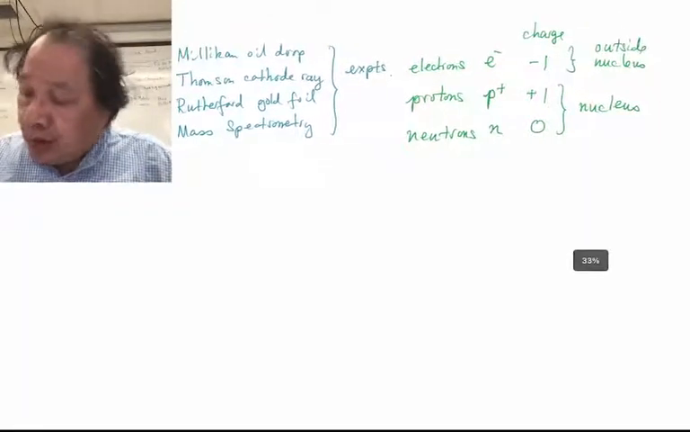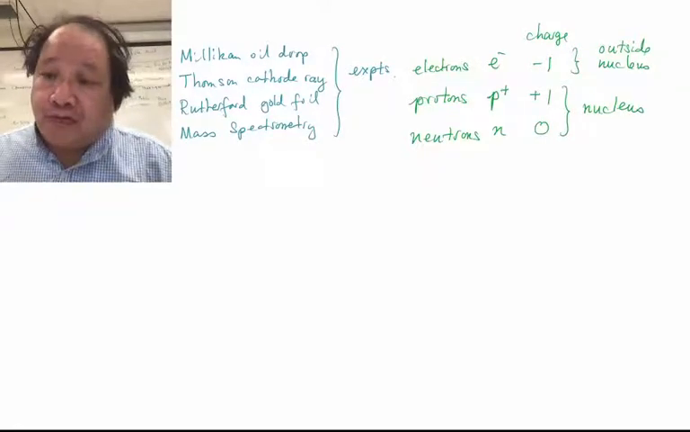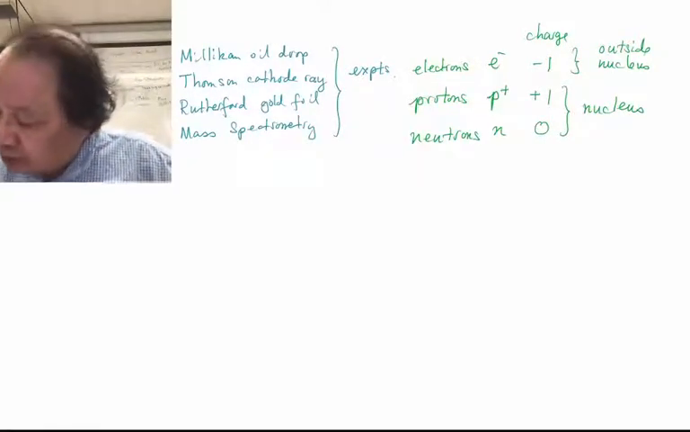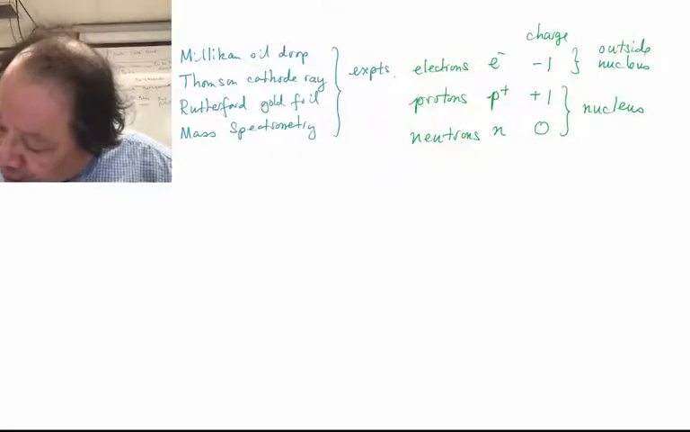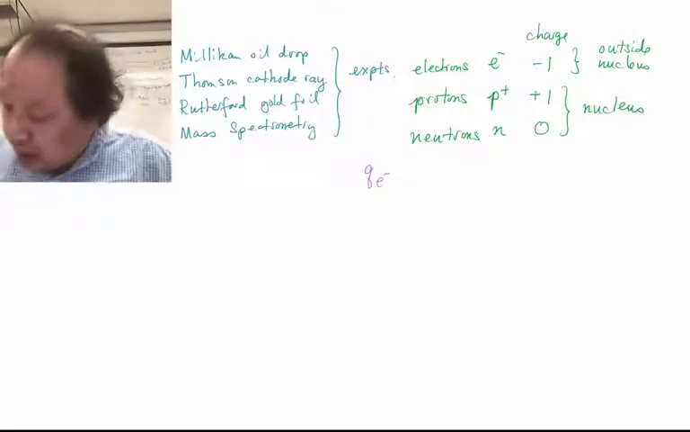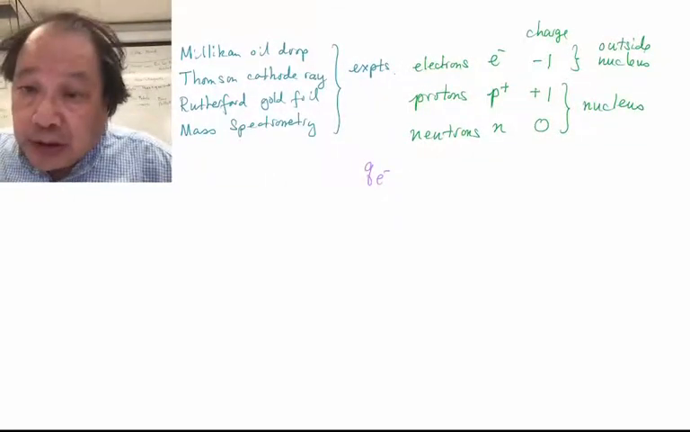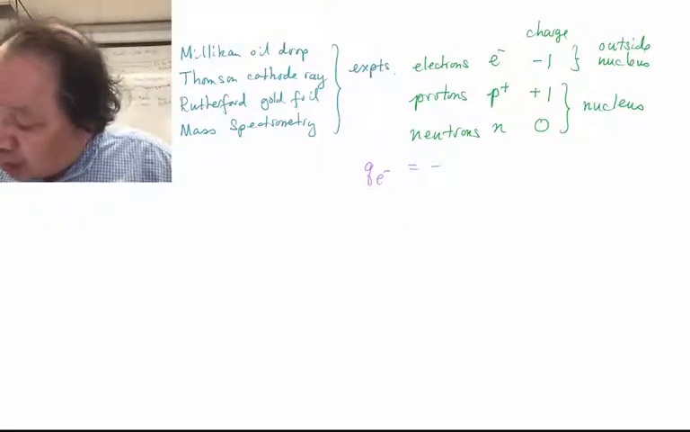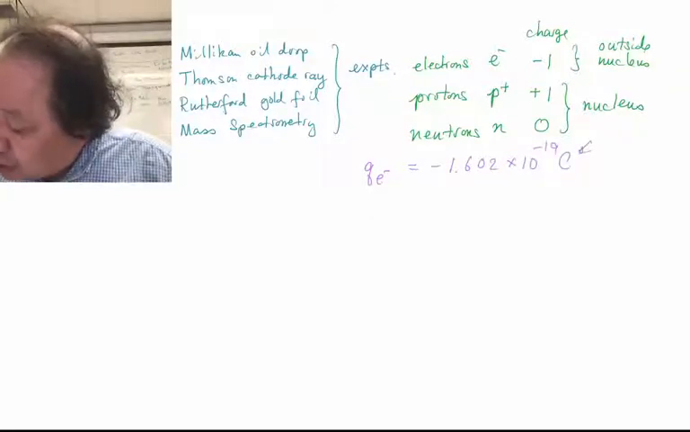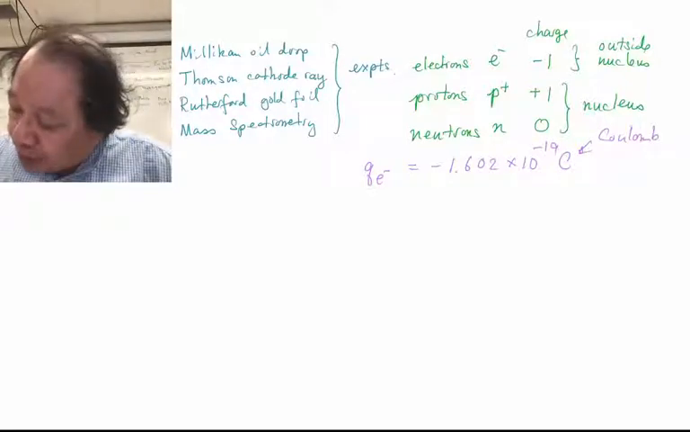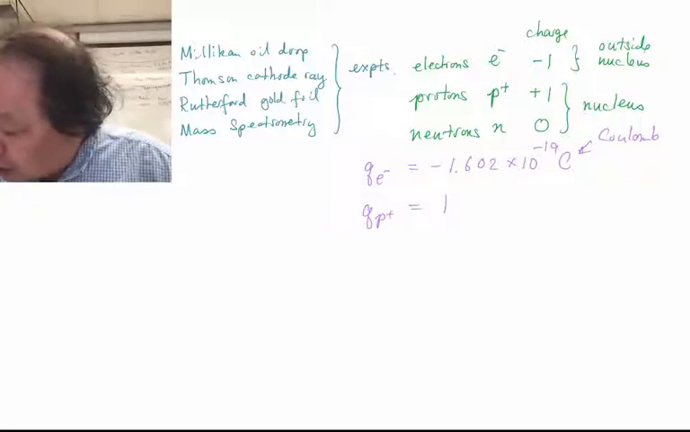And we learned the actual values of the charges and the masses. The charge of the electron is a negative charge, and it is equal to -1.602 times 10 to the -19 coulombs. That's a unit of charge, the coulomb. The proton has the same charge as the electron, but with a plus sign.